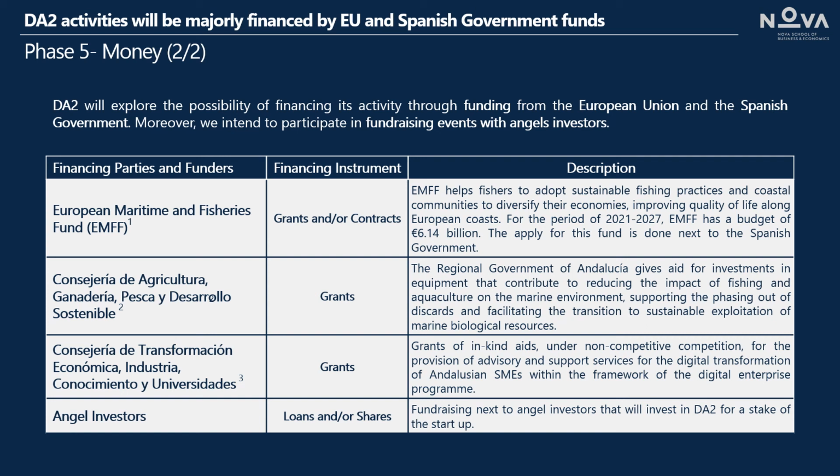DA2 found 3 grants that are targeted to help aquaculture-related businesses that have high concerns with the environment. For instance, the European Maritime and Fisheries Fund has a budget of 6.14 billion euros to distribute through all the European Union countries between the period of 2021 to 2027.